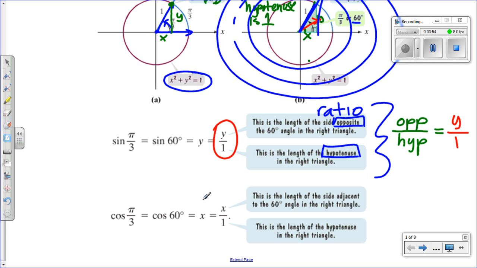Now, let's go to the definition of cosine. Cosine, we were used to just seeing x, right? But it was just x because the hypotenuse, or the radius of that circle, was a 1. But in reality, the cosine is the ratio of the adjacent side, so adjacent, divided by the hypotenuse. Again, the ratio.